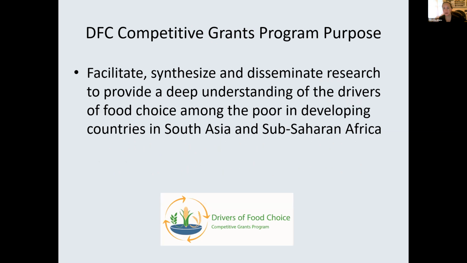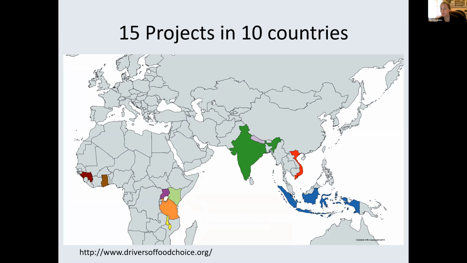But first, as a bit of background, the examples I present below were funded by the Drivers of Food Choice Competitive Grants Program. The overarching objective of this program was to facilitate, synthesize, and disseminate research to provide a deep understanding of drivers of food choice among the poor in developing countries in South Asia and Sub-Saharan Africa. The DFC program included 15 projects across 10 countries. And today I'm going to limit my discussion to the study design, methods, and key takeaways from two DFC projects, one in Guinea, West Africa, and the other in Malawi.